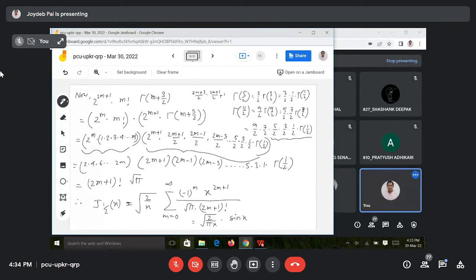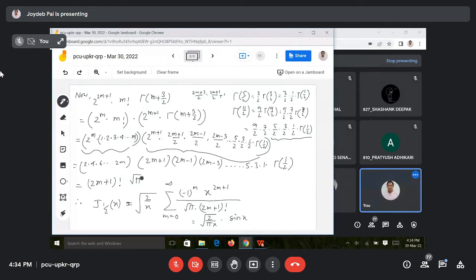Okay. So the main part is here, how to write 2 to the power 2m plus 1 into m factorial into gamma m plus 3 by 2 equal to 2m plus 1 factorial into root pi. You have to show it in detail. Don't write it directly, because it is asking for a proof there, so you know what should be the denominator. You are writing just directly this equals 2m plus 1 factorial into root pi. Don't do it. You show the calculation of how we are getting 2m plus 1 factorial into root pi.